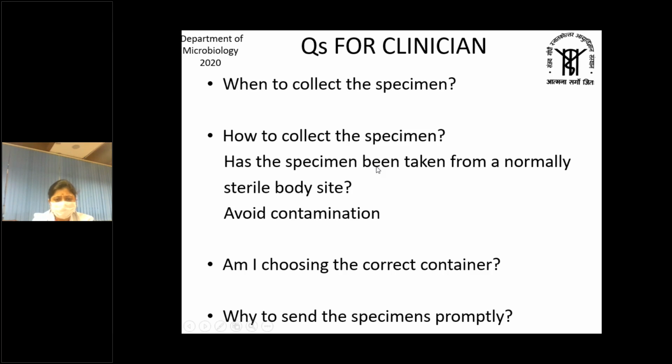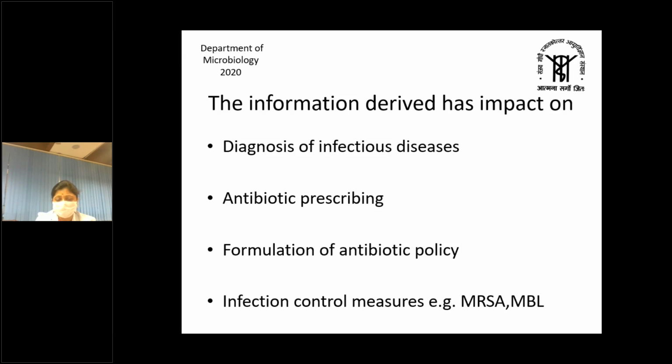Is there a particular timing when a blood culture should be collected or a urine sample should be collected? How to collect the specimen? Has the specimen been taken from a normally sterile body site, for example, cerebrospinal fluid or blood culture? Am I choosing the correct container? Because we have specific types of containers for various samples, for example, blood culture bottles, sterile wide mouth bottles for urine and sputum, etc. And why do I have to send the specimens to the laboratory without any delay?